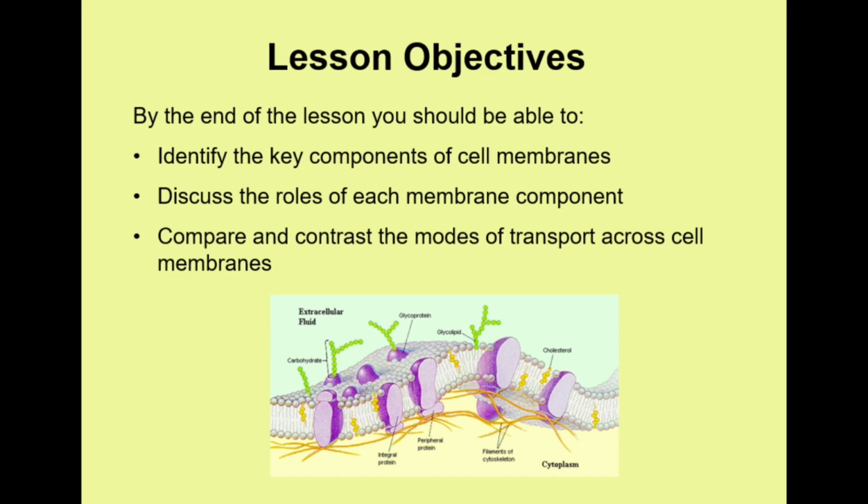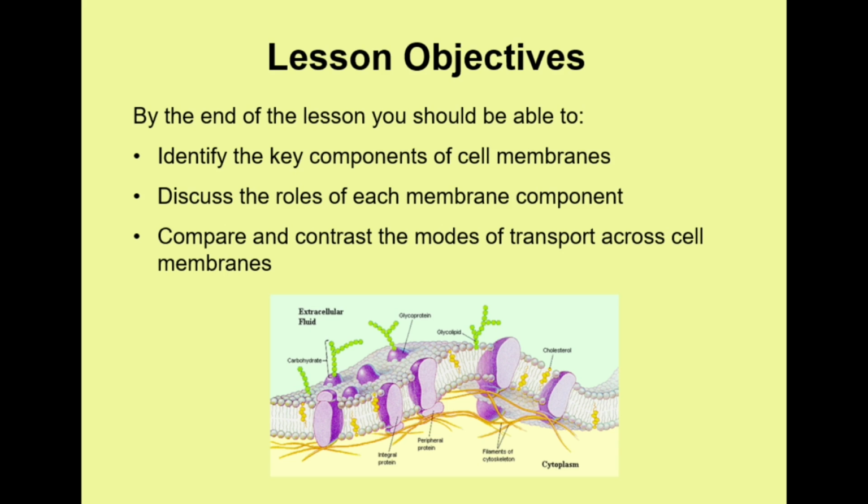By the end of this session, you should be able to identify the key components of cell membranes. We've talked about phospholipids in the past, and as we'll see, they are a main structural component of the plasma membrane, but there are also many other components in there. So you'll need to be able to identify those key components, and then you should be able to discuss the roles of each of those membrane components.